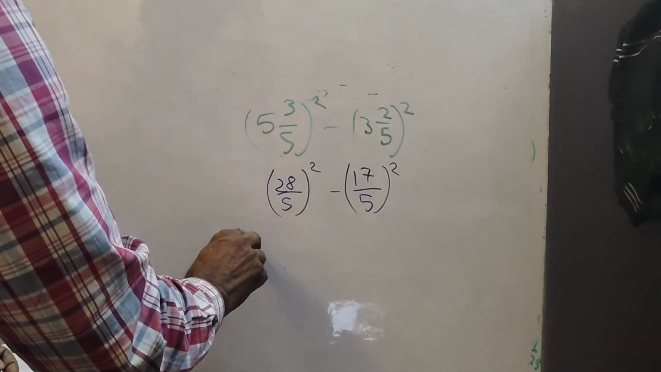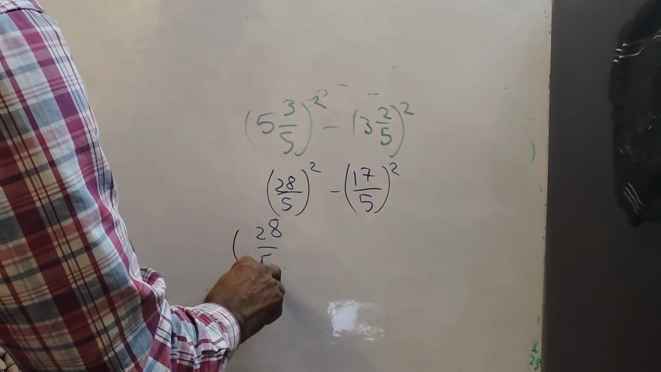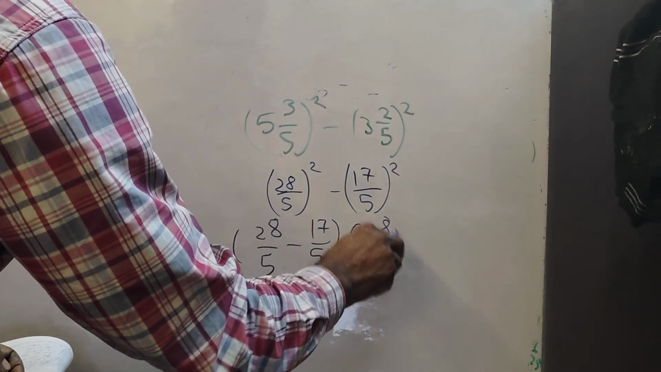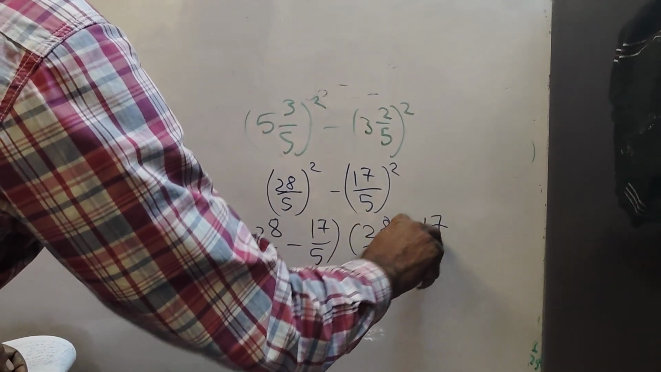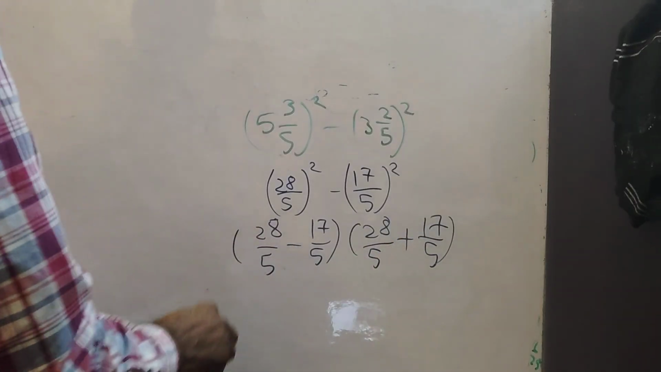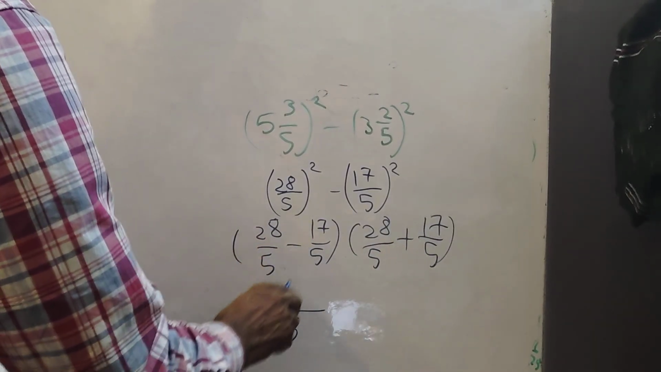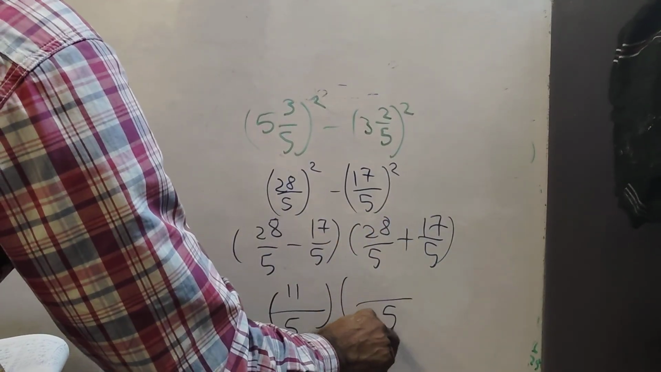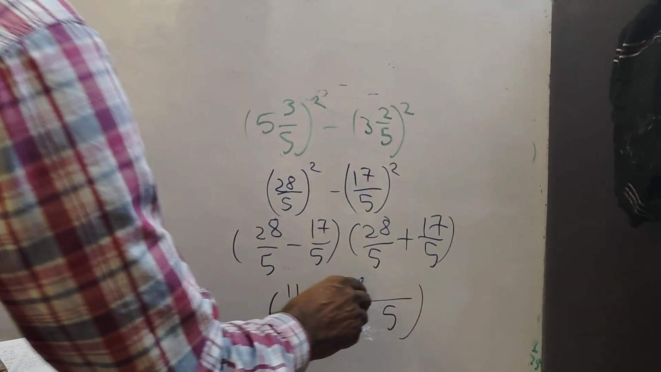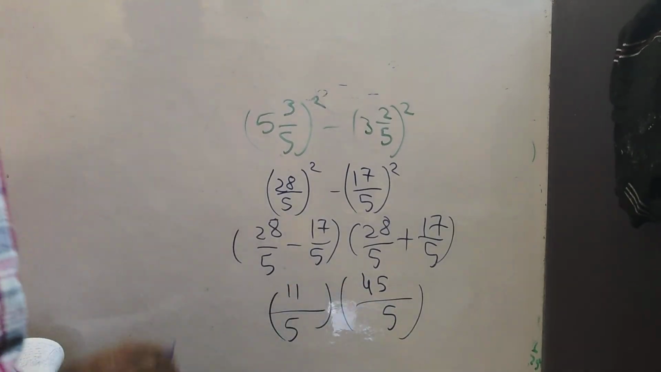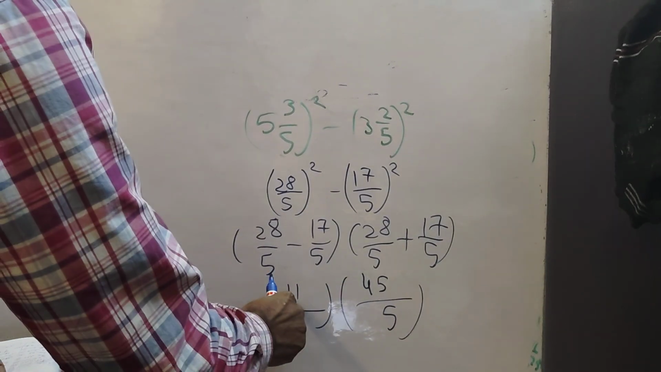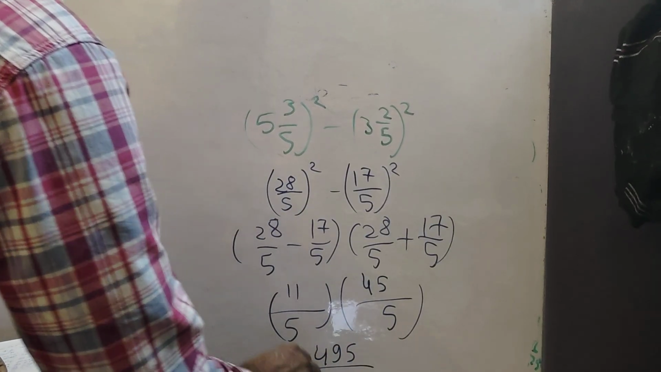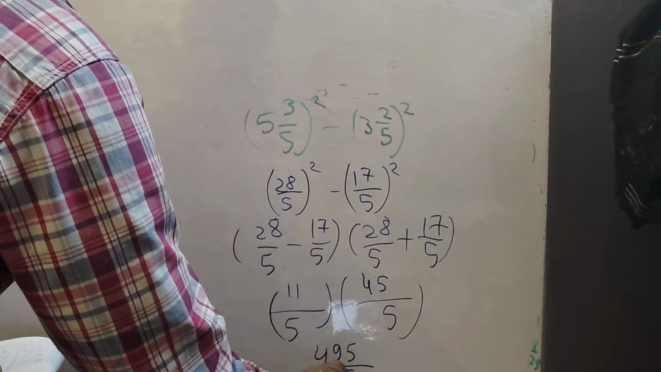Now the a squared minus b squared identity: in the first bracket 28 over 5 minus 17 over 5, in the second bracket 28 over 5 plus 17 over 5. So in the first bracket we take LCM 5. 28 minus 17 is 11. In the second bracket the LCM is 5. 28 plus 17 is 45. Now multiply numerators and denominators. So 11 times 45 is 495, and in the denominator we multiply 5 fives are 25.